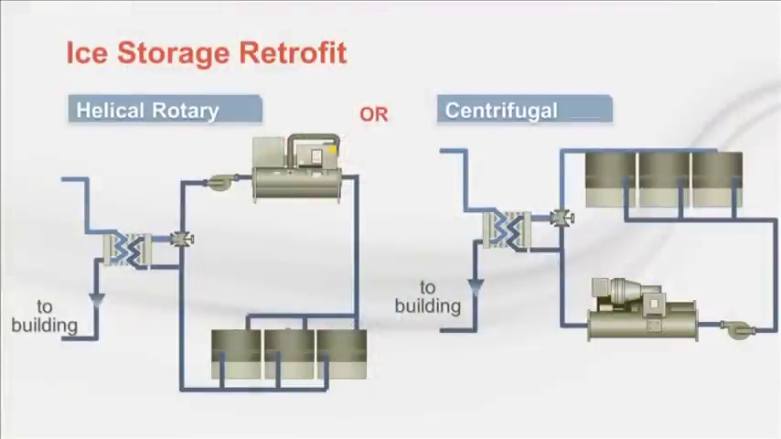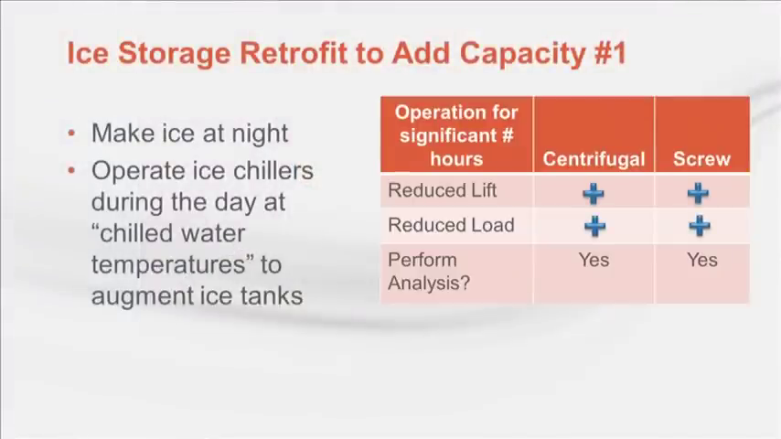The final scenario we'll examine is a retrofit that achieves additional building capacity by adding ice storage to an existing system. Now note that the ice storage system is isolated from the building by using a heat exchanger. The chiller makes ice at night to charge the tanks, and during the daytime, the chillers operate to augment the ice tanks. So when it's hot and humid, but during the day, the chiller produces warmer fluid. So even though the cooling tower water temperature will likely be higher than at night, the lift is reduced. On non-design days, the lift can be reduced significantly.